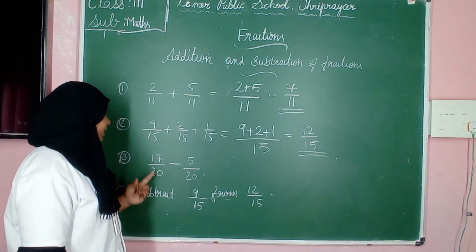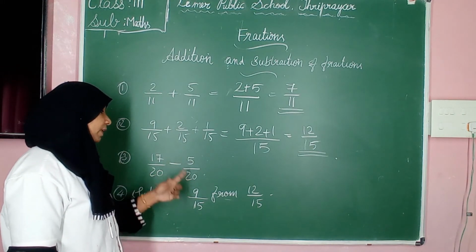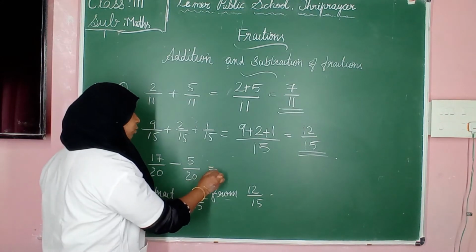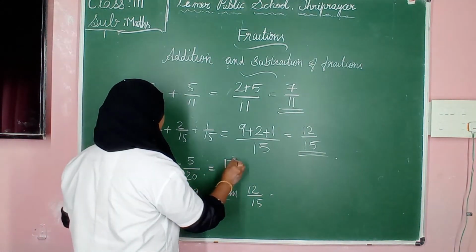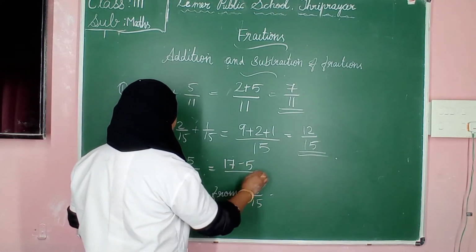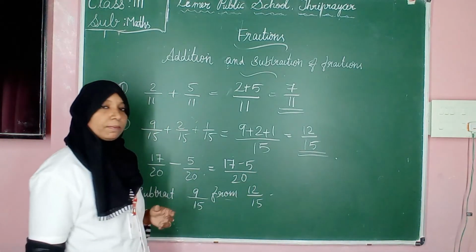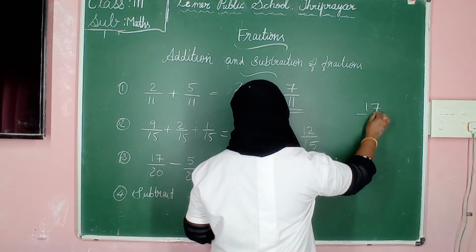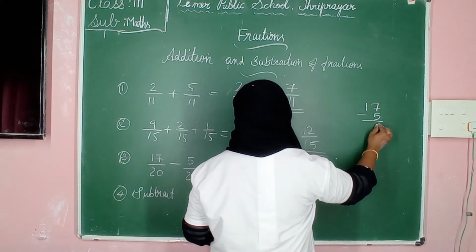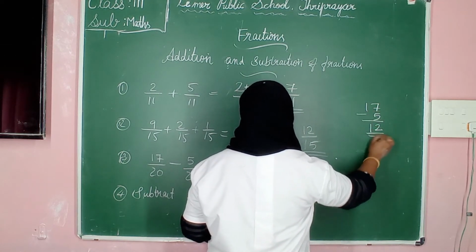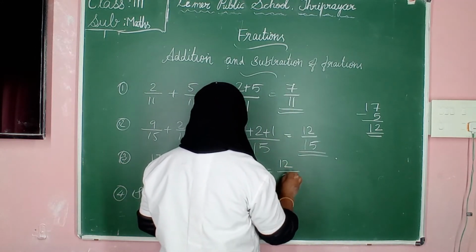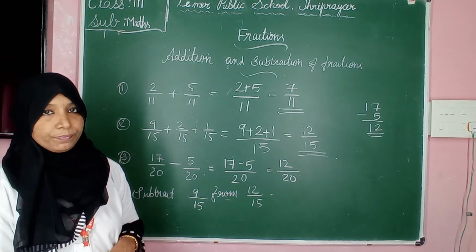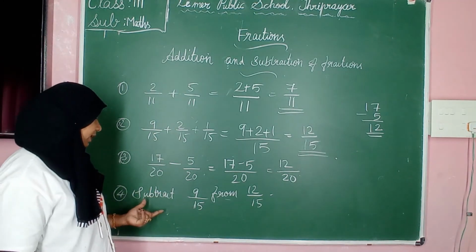Third one, 17 by 20 minus 5 by 20. Subtraction. Here also subtract the numerators. 17 minus 5 divided by 20. Same method. Subtract. That is equal to 17 minus 5. 7 minus 5, 2, 1 write down. 12. The answer is 12 by 20.